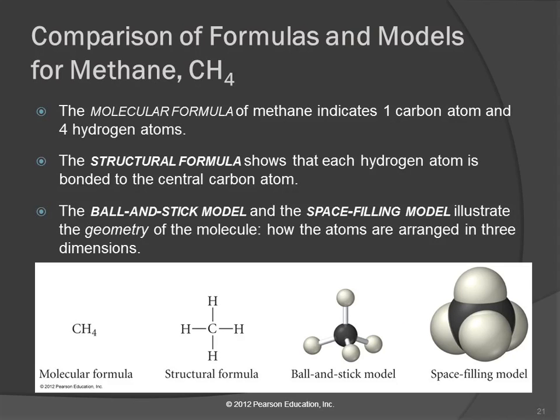So let's compare some different formulas and models for a particular compound. This compound is methane. That's natural gas, and its molecular formula is CH4. So the molecular formula CH4 tells us that we have one carbon atom and 4 hydrogen atoms in a molecule. So here's the molecular formula. The structural formula shows us how they're connected. Shows us that all the hydrogen atoms are individually bonded to the carbon atom.